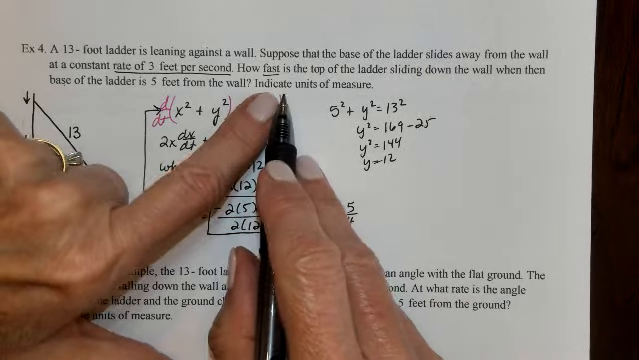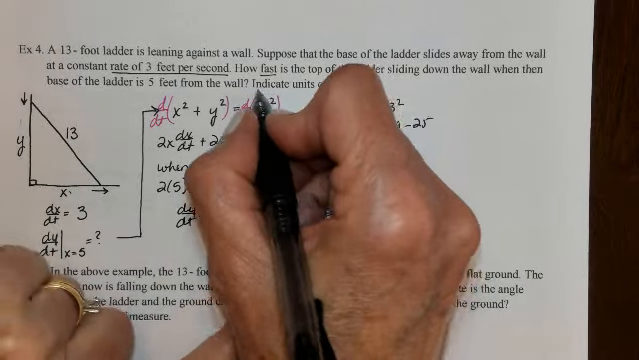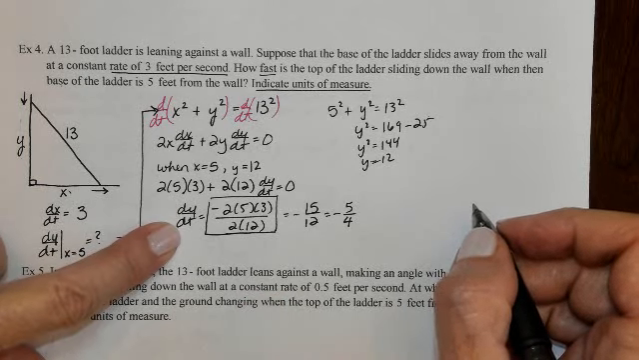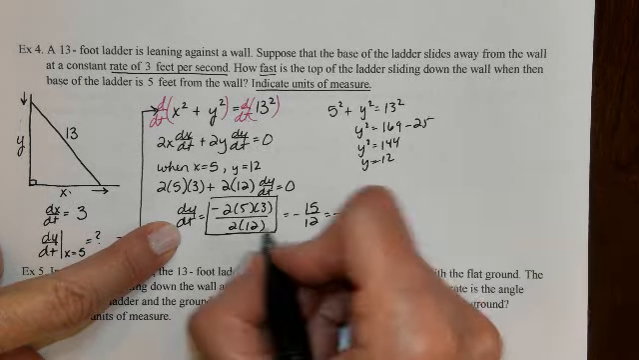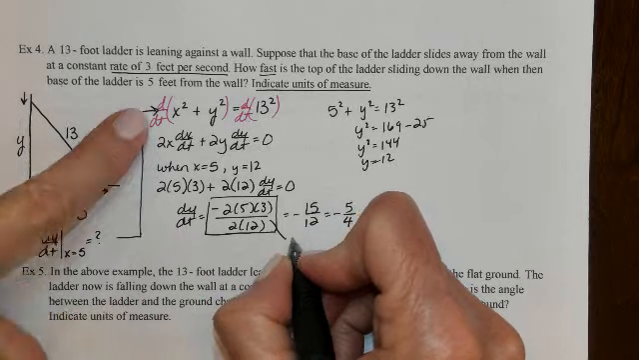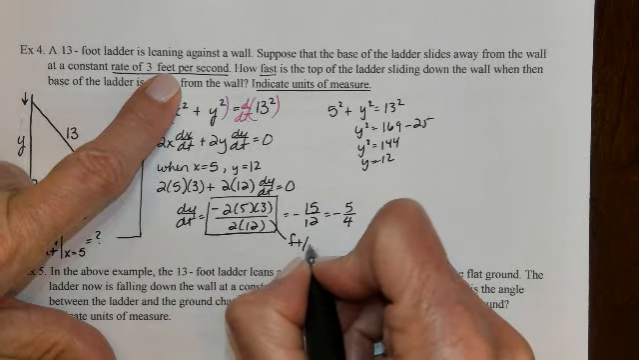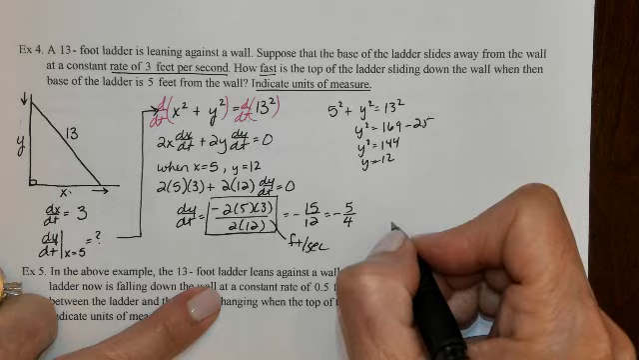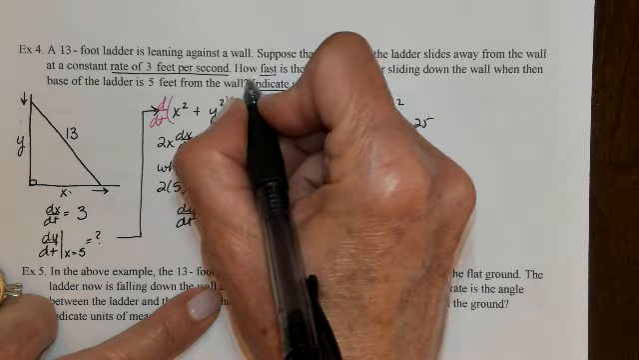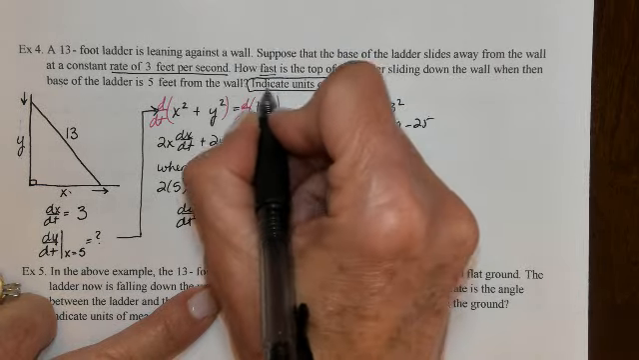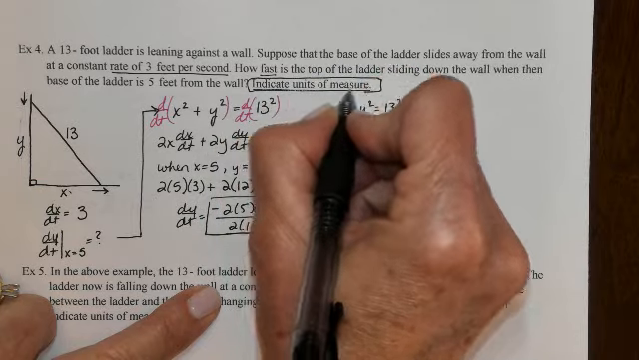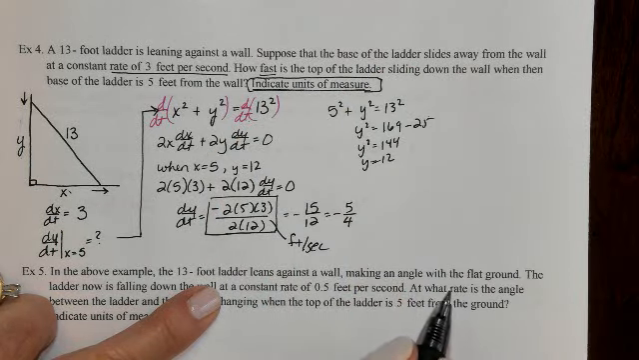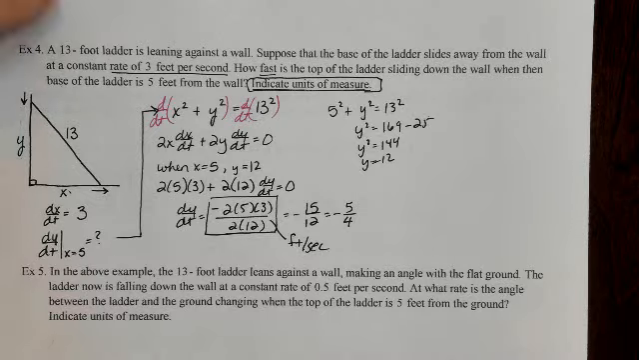And now, they did ask for units of measure here. So what will the units of y and the units of t be? Our units here would be feet per second, okay? Feet per second. So if they ask for units of measure, this is how they will do it. They will use this exact phrase. Indicate units of measure. That's what they say if they want you to give units, okay?